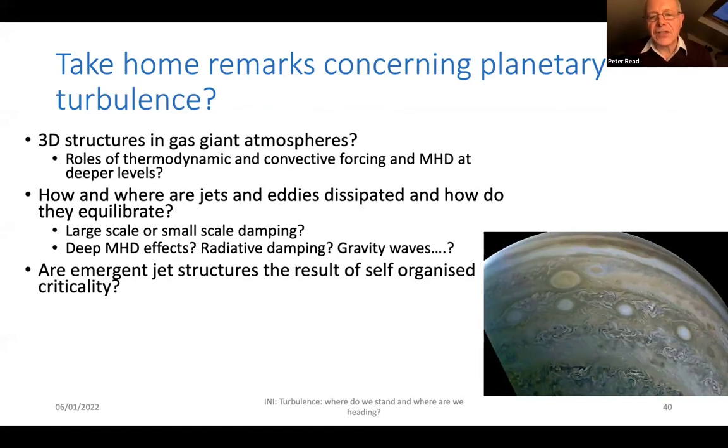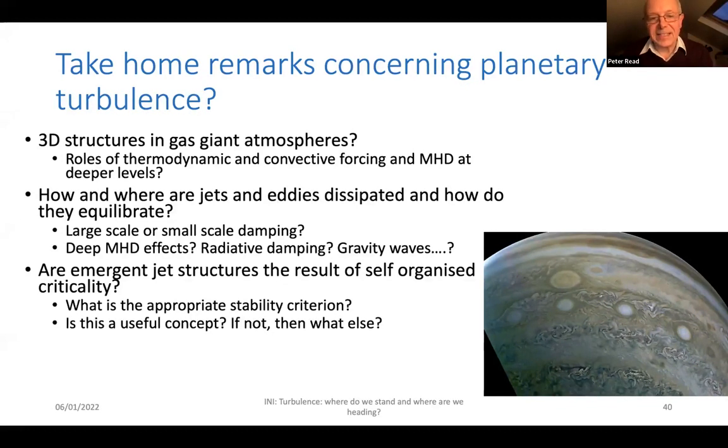Another interesting question is, are emergent jet structures the result of some sort of self-organized criticality? We can see that the jet flows do seem to stray not very far from a state of almost neutral stability. So is this an accident? And if so, what is the appropriate stability criterion? Is this indeed a useful concept? And if not, then what else should we use in principle that might help us to understand what is leading to the equilibrated structure of the jets that we observe?